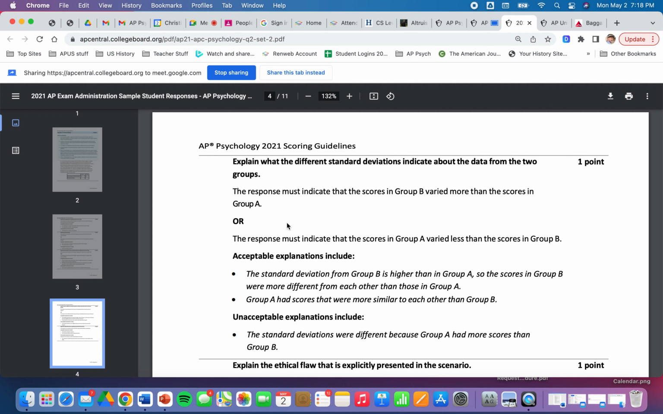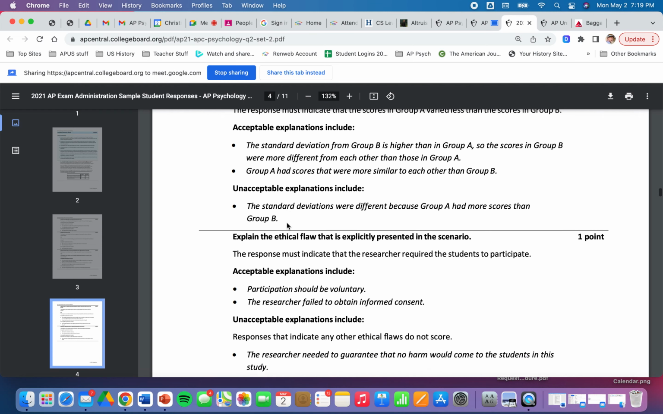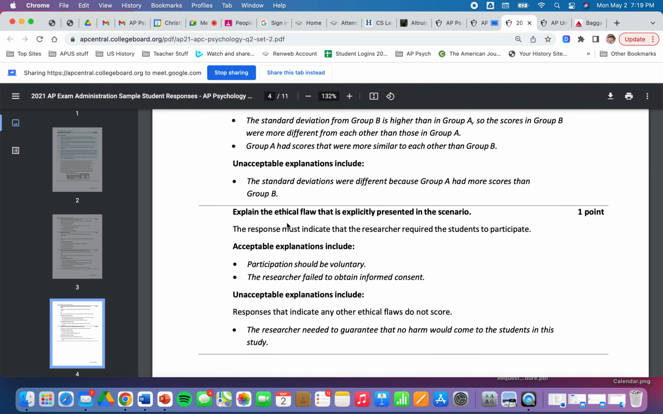All right, and then our favorite part, which is ethical flaw. Explain an ethical flaw that is explicitly presented in this scenario. An example that would not have worked for an ethical flaw is the researcher needed to guarantee that no human would come to the students in this study.